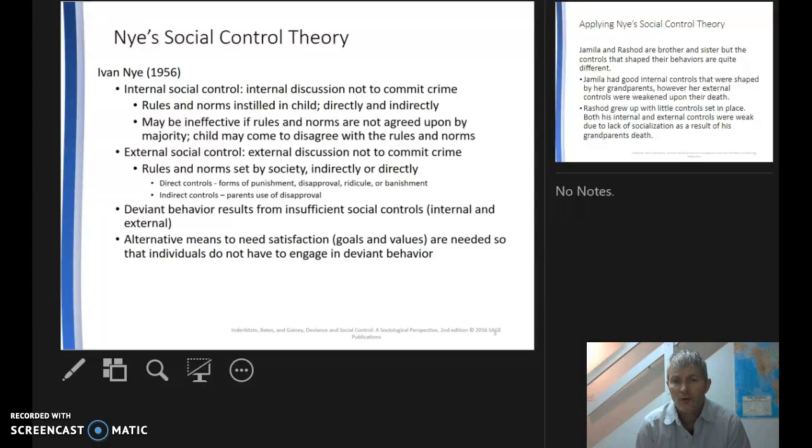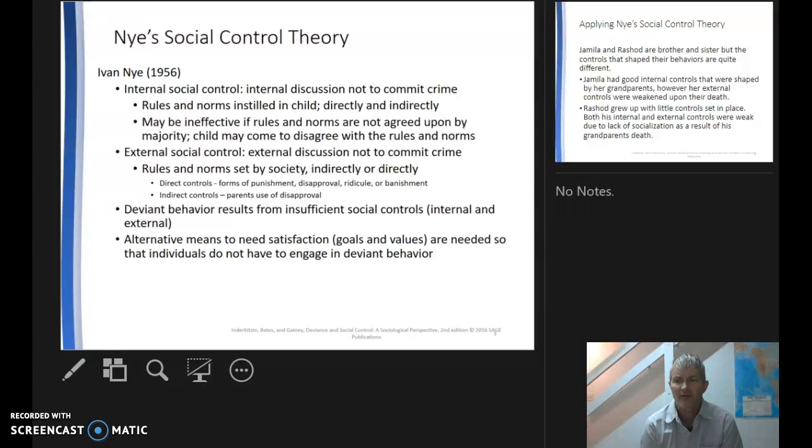External social control, or the external decision not to commit the crime, is the dichotomous variable that Nye is presenting for us. And here we see rules and norms set by society, indirectly or directly. Direct controls are forms of punishment, disapproval, ridicule, or banishment, and indirect controls are things like parents' use of disapproval.